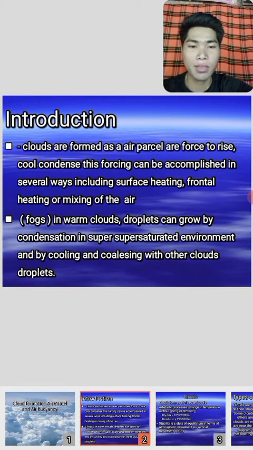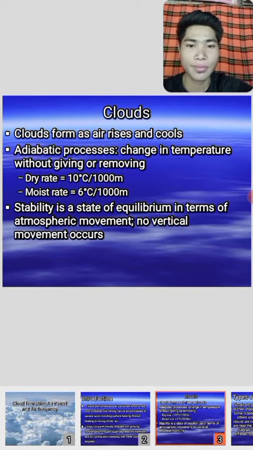In warm clouds, droplets can grow by condensation in a supersaturated environment and by cooling and coalescing with other cloud droplets. So clouds form as air rises and cools.